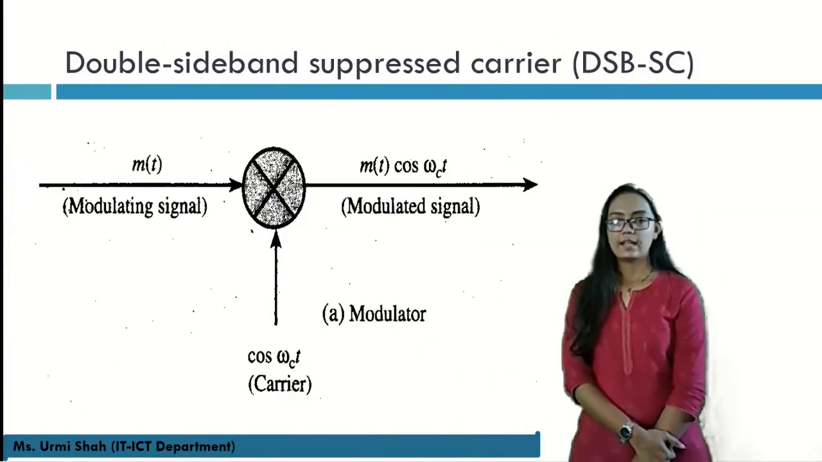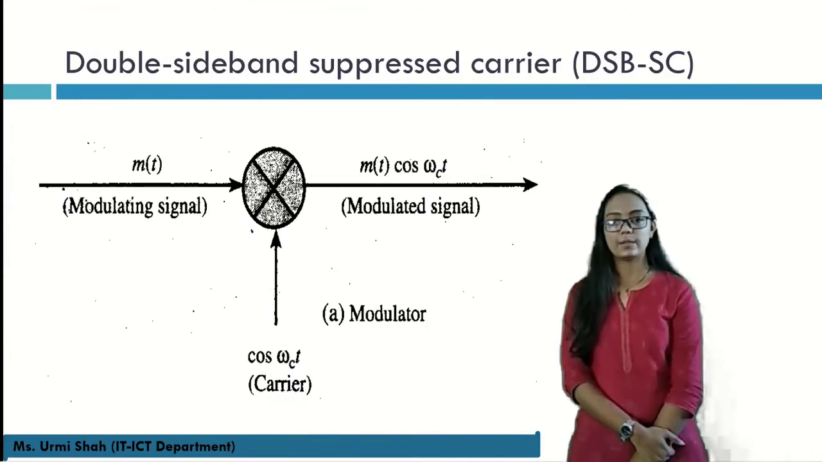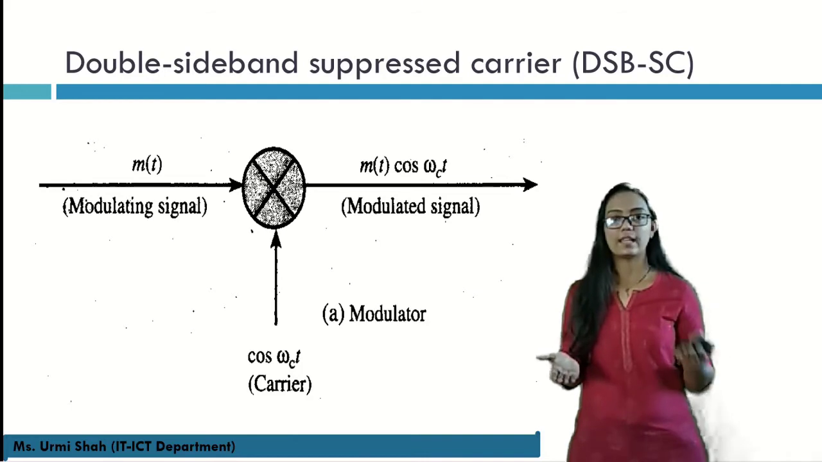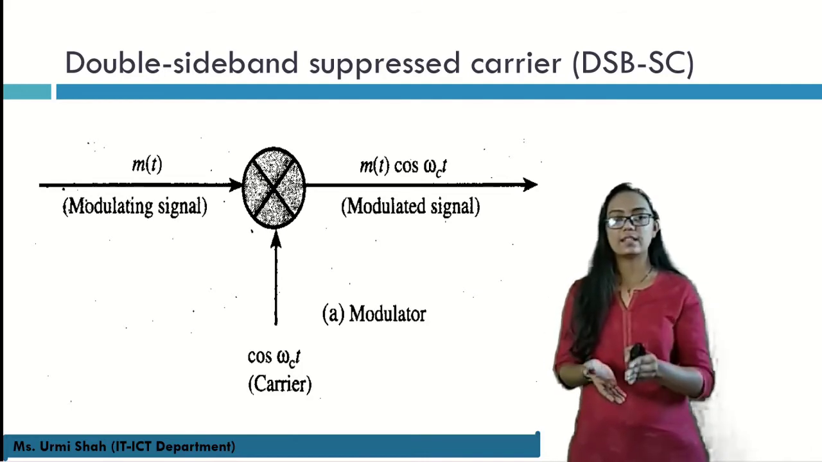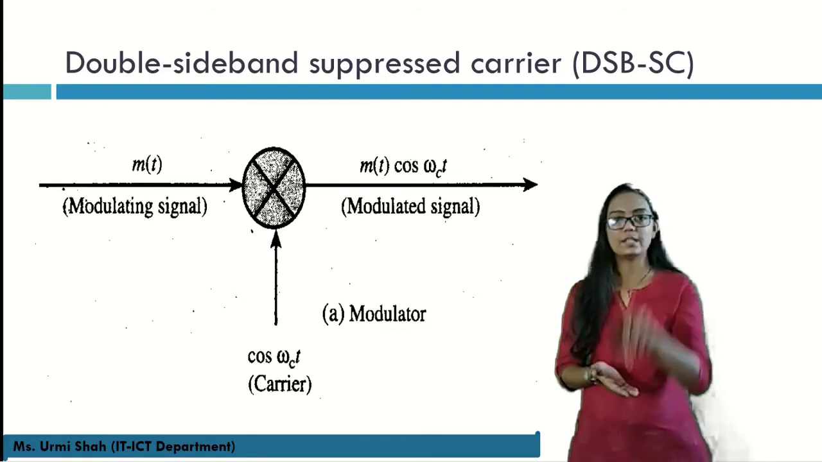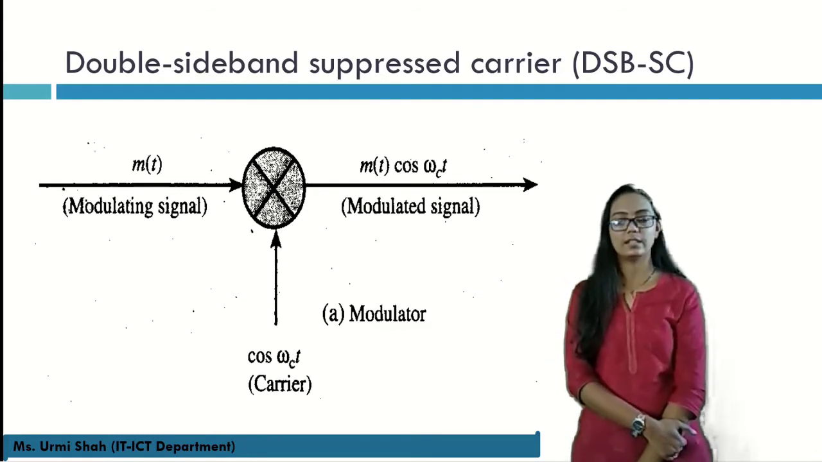Now the next kind of modulation scheme is DSB-SC signal, that is double sideband suppressed carrier. In the frequency spectrum of DSB-SC signal, you will have two sidebands, that is upper sideband and lower sideband, but the middle carrier signal in the frequency spectrum of the DSB-SC modulation scheme will be suppressed. It won't be counted over here.